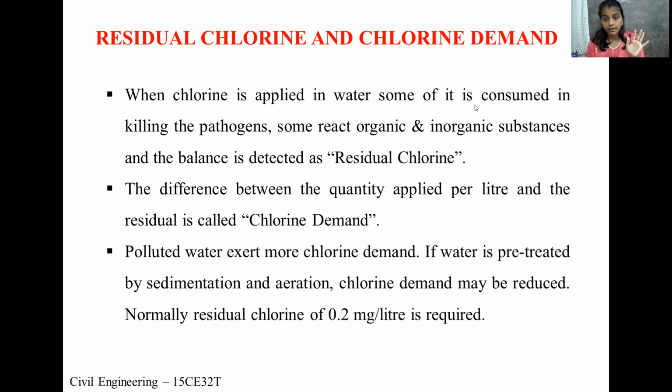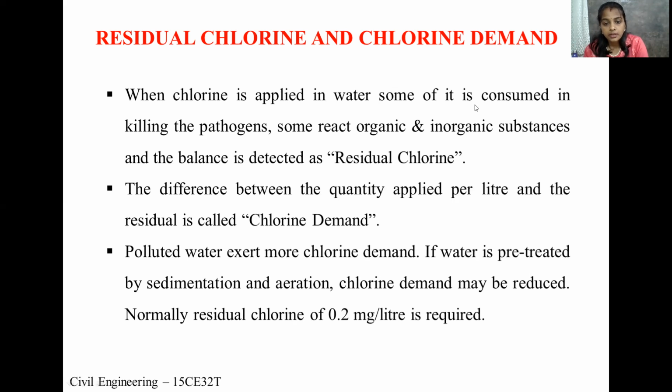Just take it, 100 grams is applied per liter, and the residual chlorine is 10 grams. Then what is the chlorine demand? It should be 90 grams per liter. So that is the chlorine demand. When that amount of chlorine is used for disinfecting the water, that is called chlorine demand.